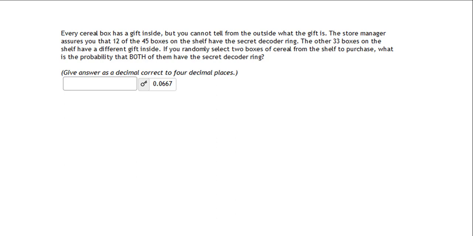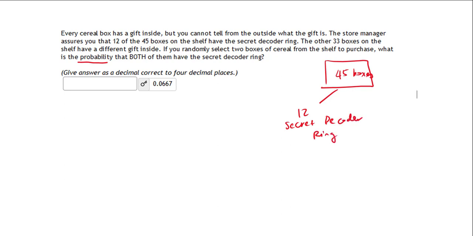If you randomly select two boxes of cereal from the shelf to purchase, what is the probability that both of them have the secret decoder ring? Okay, so we have the total of 45 boxes, and inside these 45 boxes, we have 12 that have the secret decoder ring, and the other 33 boxes have a different gift inside. Now, I'm looking for the probability that both of them have the secret decoder ring.